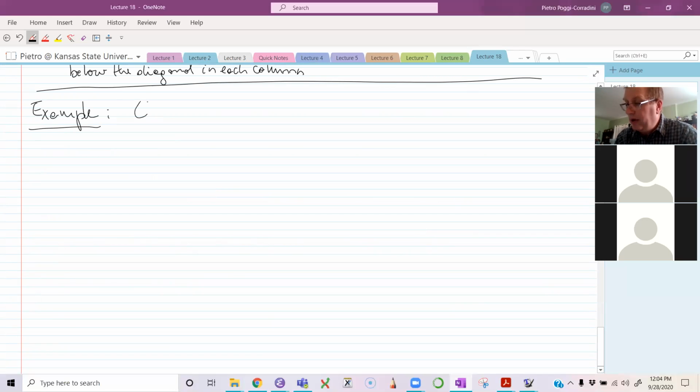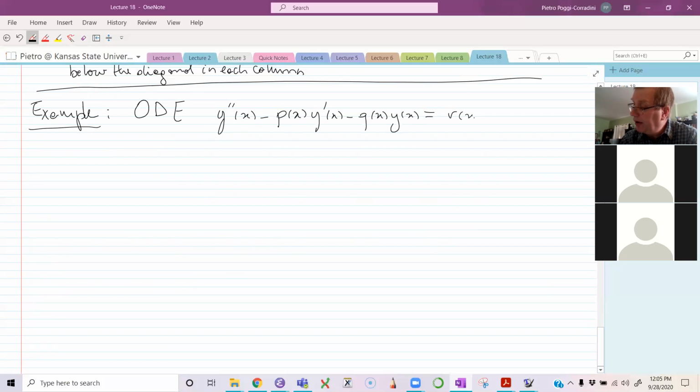So let's look at the following ordinary differential equation. I'm going to take y double prime minus some function p of x, y prime, minus some function q of x, y, equals some function r of x. Okay, so this is for x in some interval on the real line.